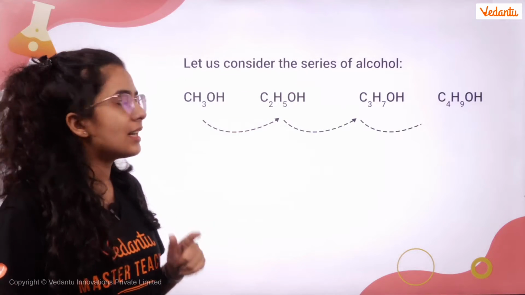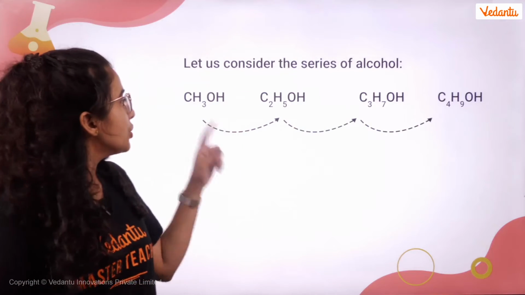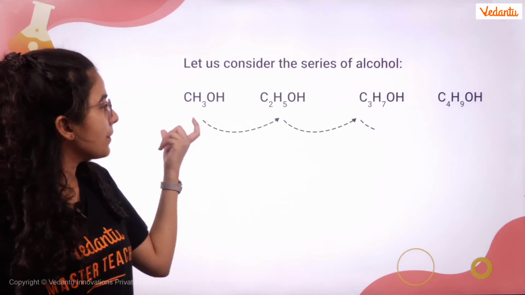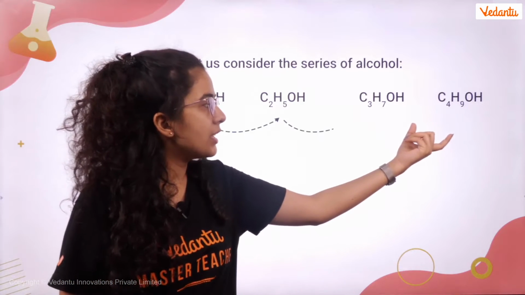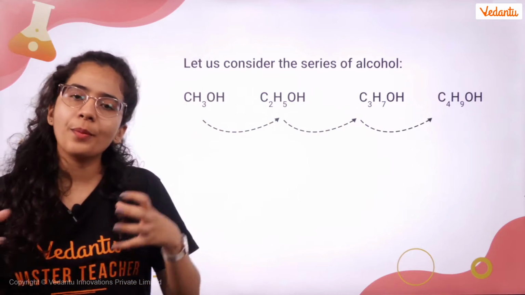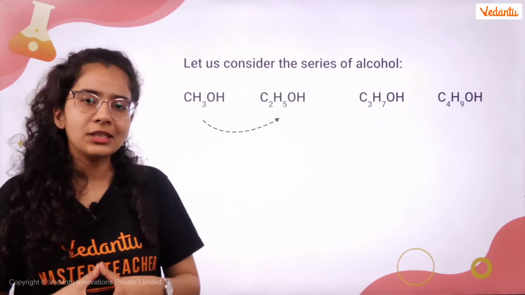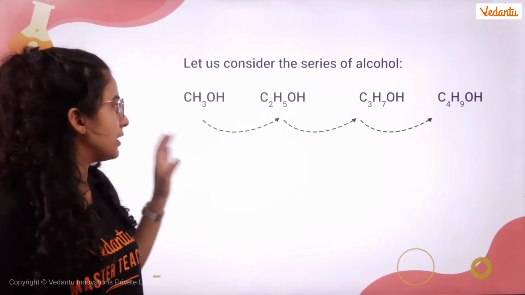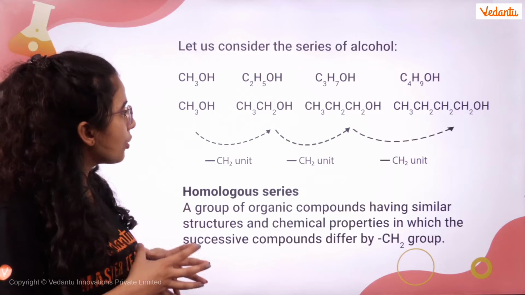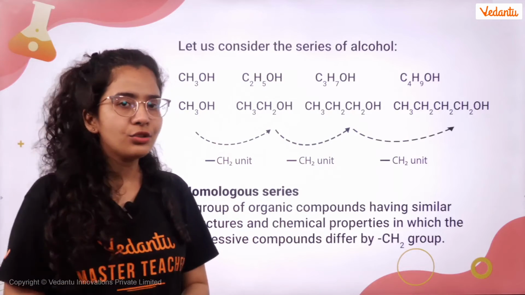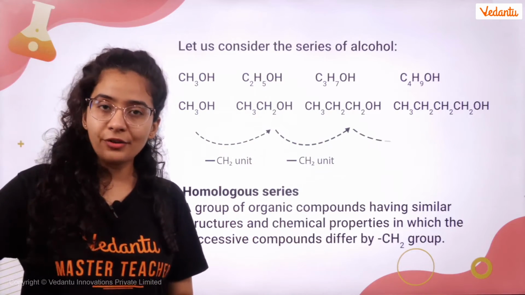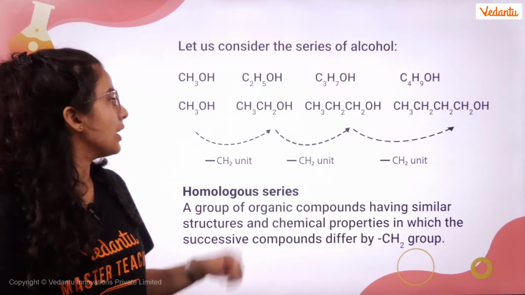Okay, so let's consider the series of alcohol. Here you see the first member CH3OH, C2H5OH, C3H7OH, C4H9OH. They all have the OH group, the alcohol group. They all show similar properties, alcoholic properties. But if you notice closely, you see these differ by one CH2 unit, right? So each successive member differs by one CH2 unit.